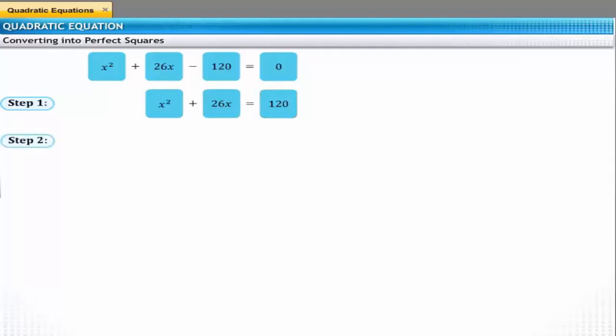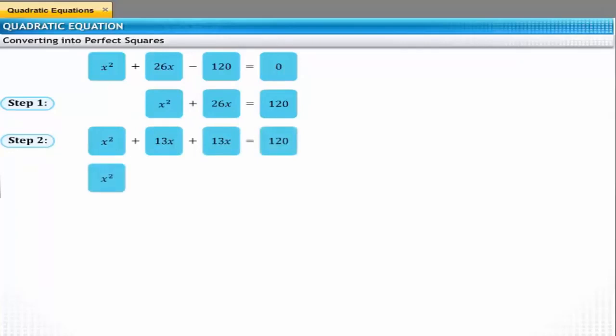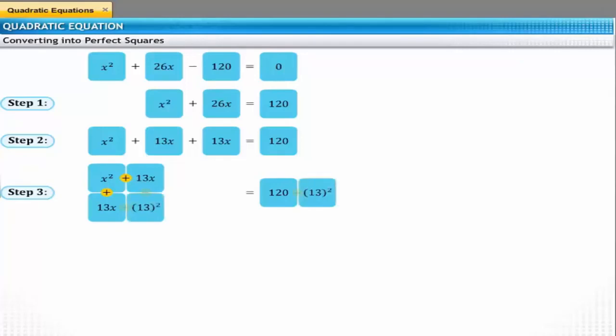Step 2. Divide the second term 26x into two equal parts. Each part is 13x. The diagram shows the corresponding changes. Step 3. The next step involves making the equation a perfect square. Add 13 squared on both sides of the equation. You get x squared plus 2 times x times 13 plus 13 squared is equal to 120 plus 13 squared.